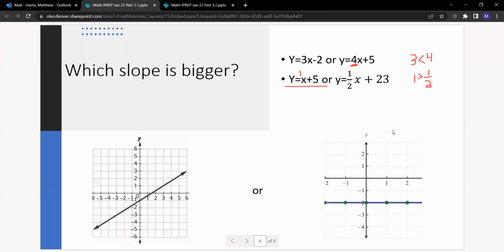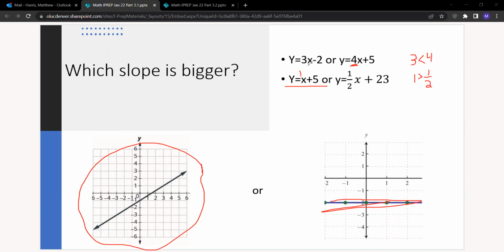Look at one more, and this one is going to be a graph, not an equation. So which one of these has a bigger slope? The one on the left or the one on the right? If you said the one on the left, you are correct, because this one, you can see if it goes over, it's also going up. So that shows some slope. This one is completely flat, right? So that means no matter how far over you go, it will never go up. So its slope is actually 0, right? So this one has a bigger slope.